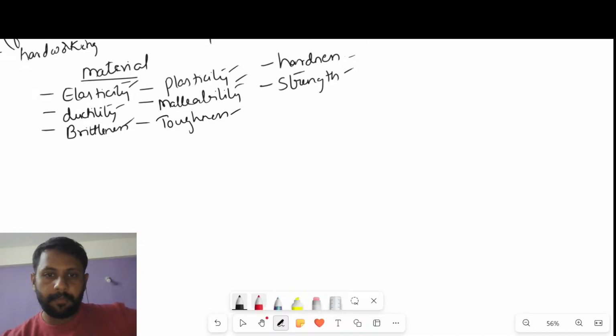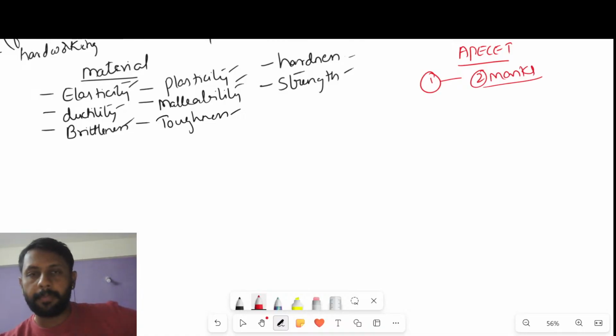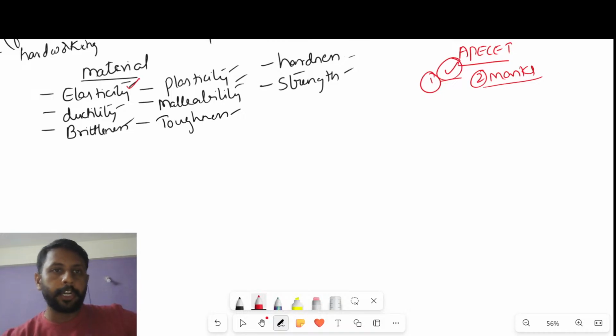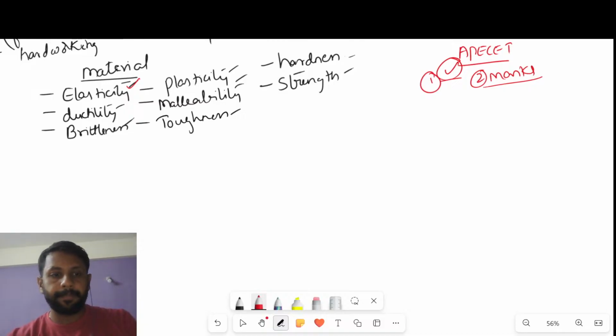First question, why are we discussing mechanical properties? In your AP ESET exam, this is going to be your first question in your engineering. You are going to get 2 marks from this topic. The topic is mechanical properties of materials. So you have to carefully understand what these properties are, how we are going to determine them, and what the concept behind them is. I hope everybody is clear till now. Yes, everybody is clear sir.